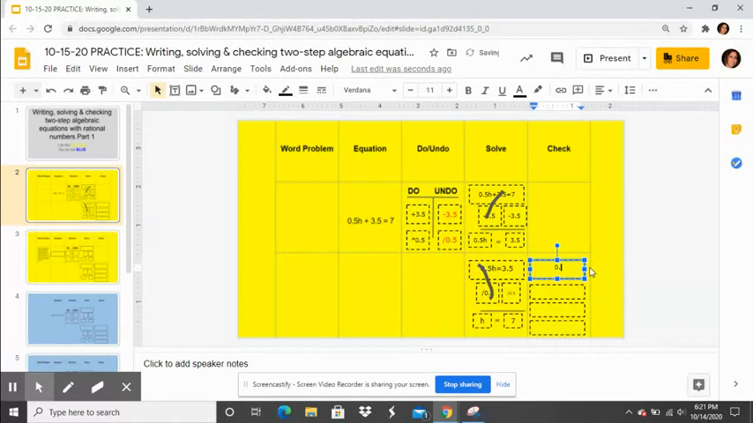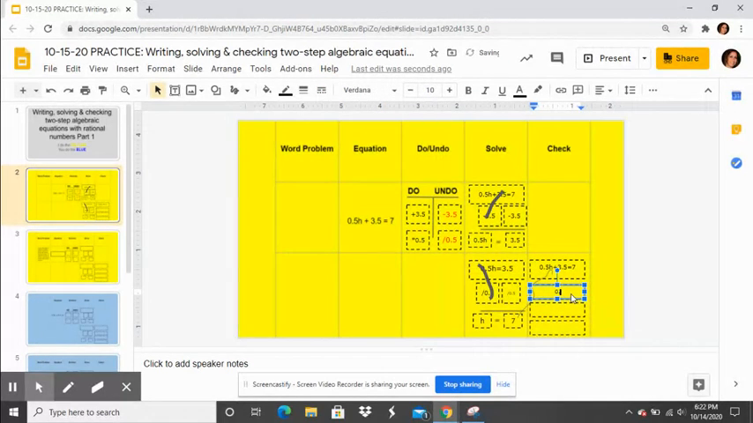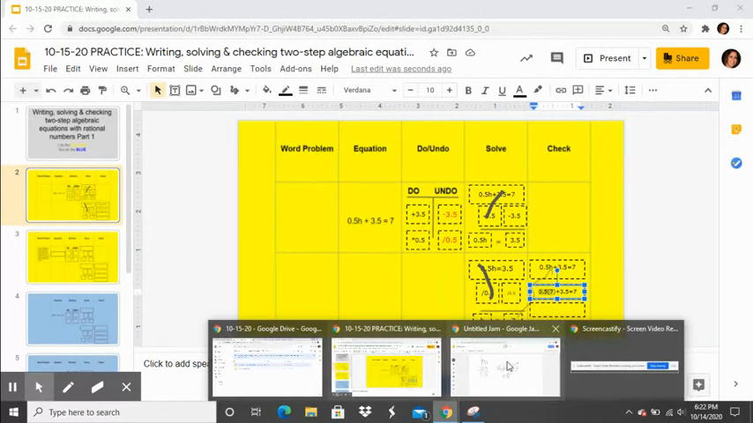Over here, copy the original problem, 0.5h plus 3.5 equals 7. And I substitute my value that I got for the h, and I put that in for the h. So that's going to give me 0.5 parentheses 7 plus 3.5 equals 7. So now order of operations says I need to do 0.5 times 7.